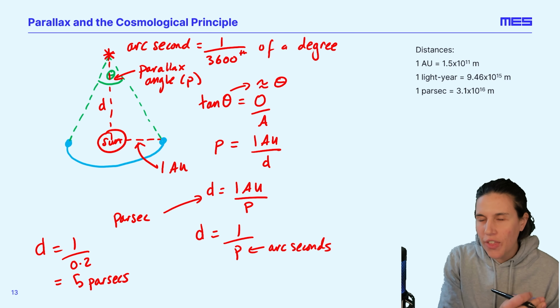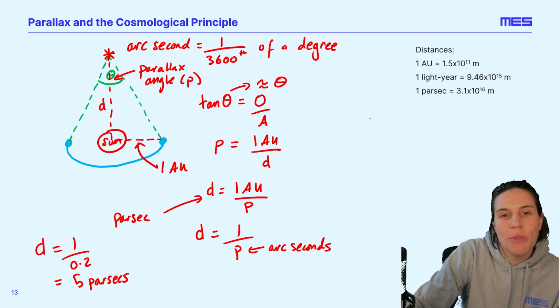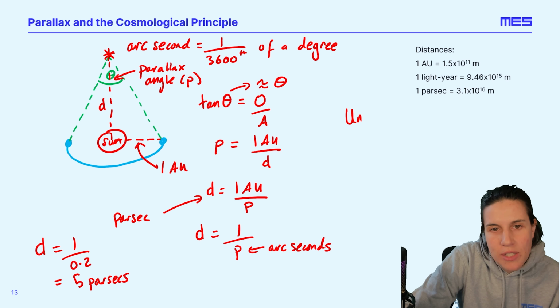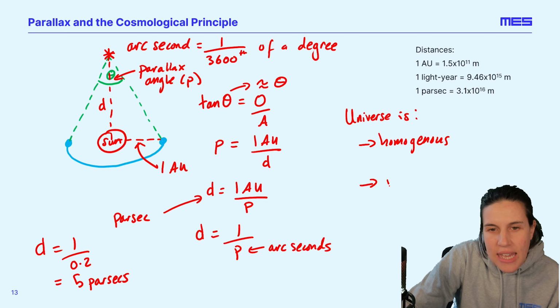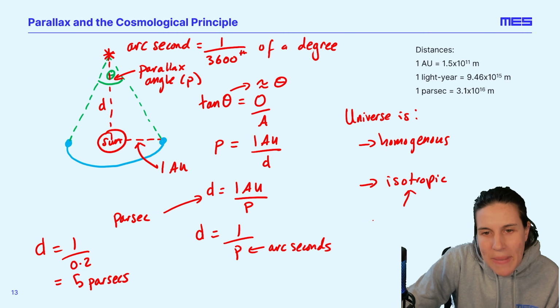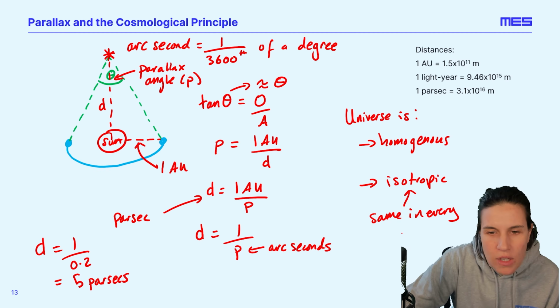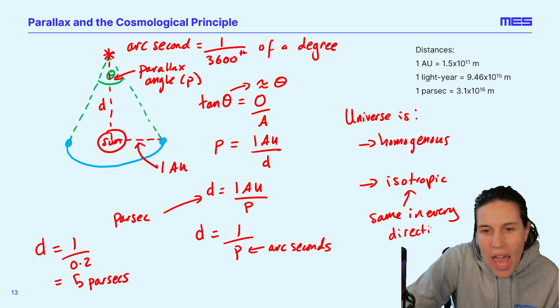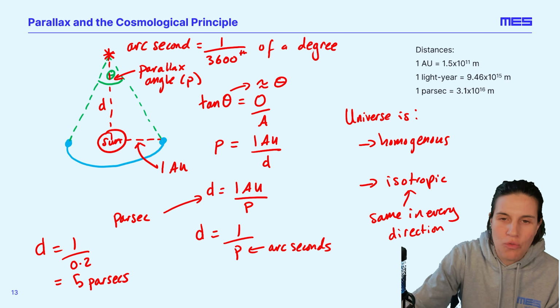Right. The other thing we just want to go through in this video is the cosmological principle. So the cosmological principle states that the universe is homogeneous and that it is isotropic. Isotropic means it's the same in every direction. So no matter where I look in the universe, it should be the same in every direction.